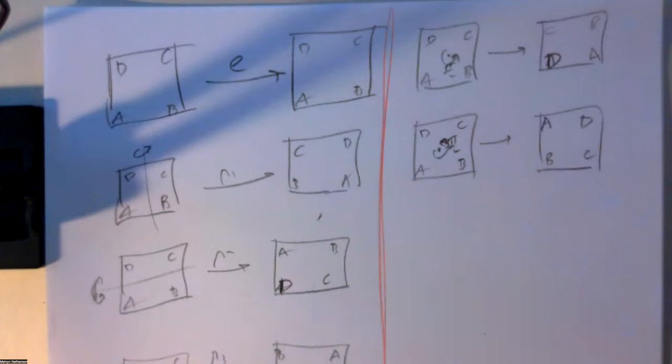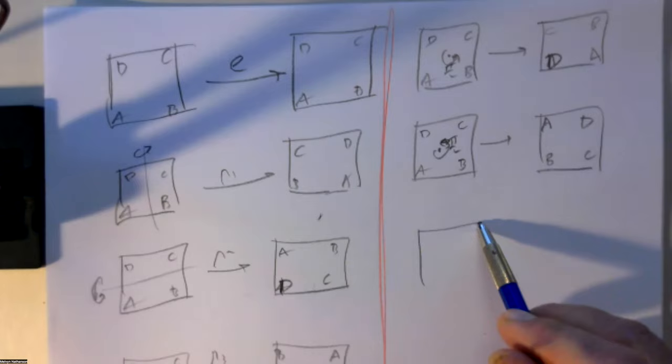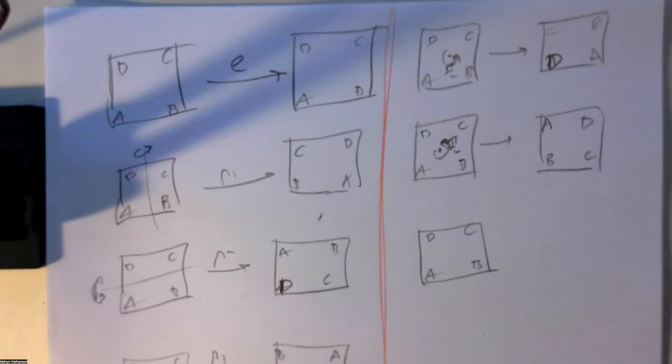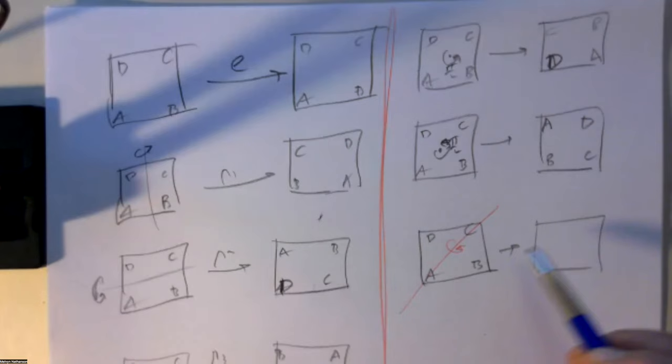Can you tell me some other symmetries of the square? The diagonal rotation. I mean flipping through the diagonal. Let's see. So suppose I take this diagonal and I flip it. So A and C stay the same, don't change, but B and D switch places.